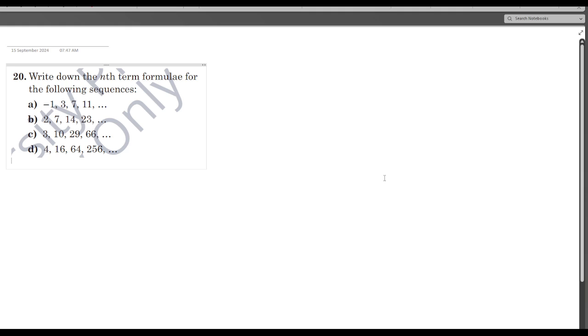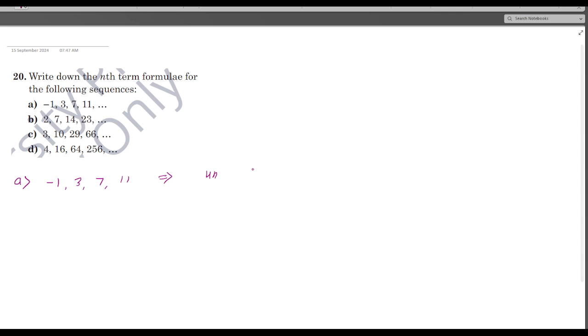Write down the nth term formula for the following sequence. Nth term, okay. So the first sequence we have is minus 1, 3, 7, 11. Now if I see the difference is 4 everywhere, so as the difference is 4, I will say that this is of the format of 4n. And now for the first term is minus 1.